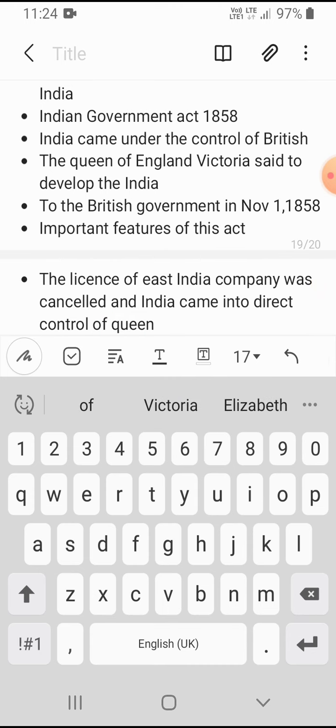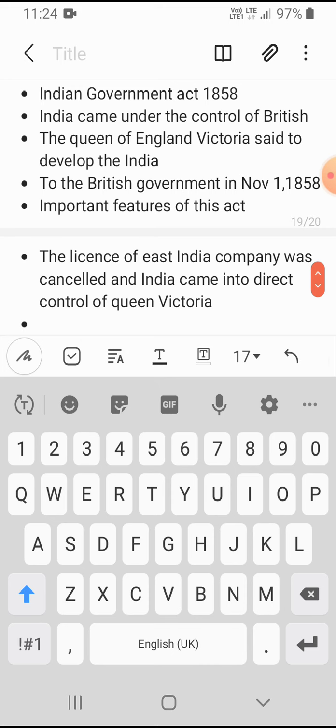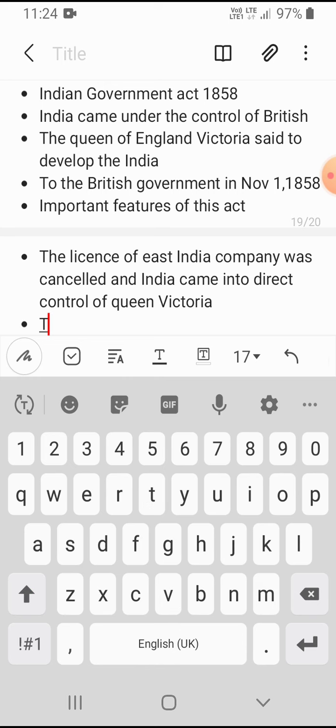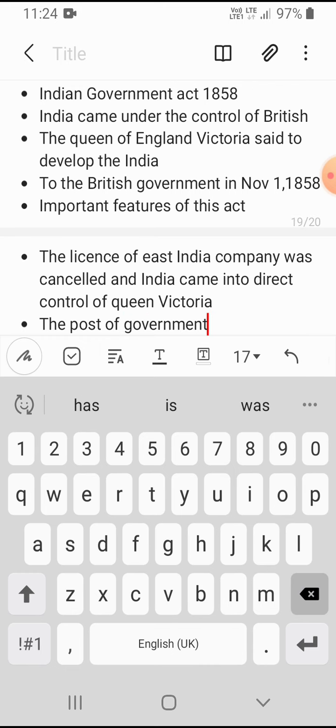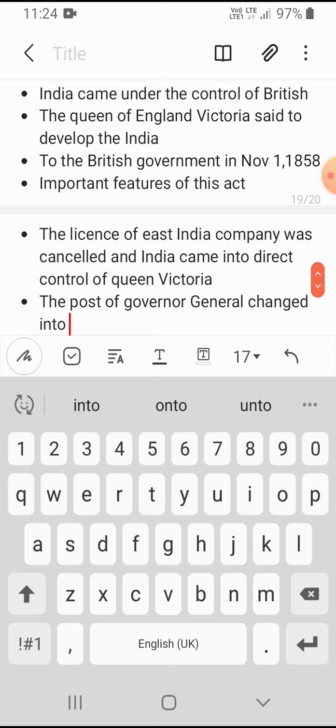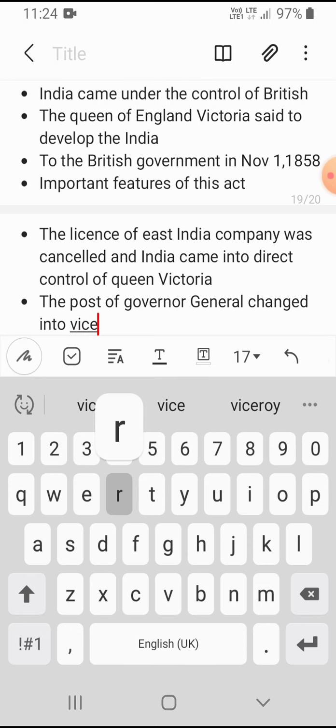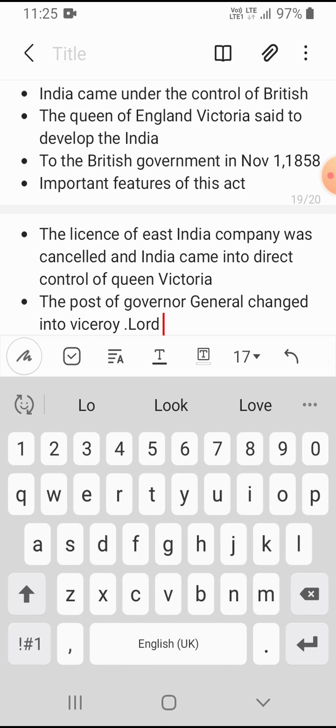The post of Governor General changed into Viceroy, and the first Viceroy of India was Lord Canning.